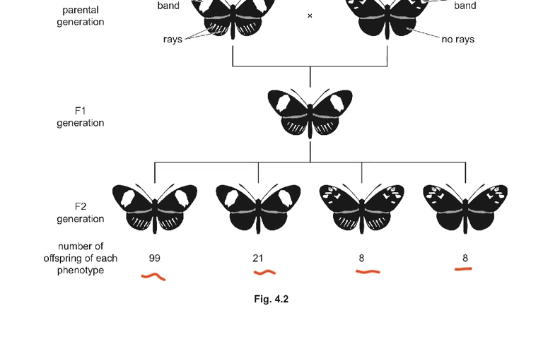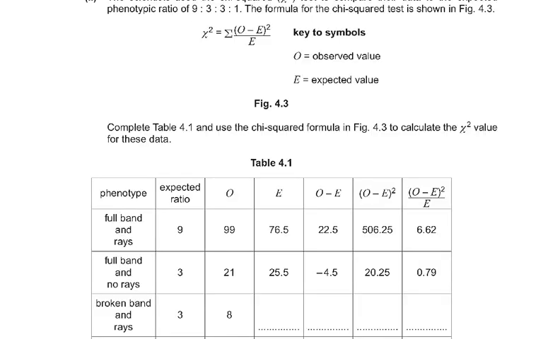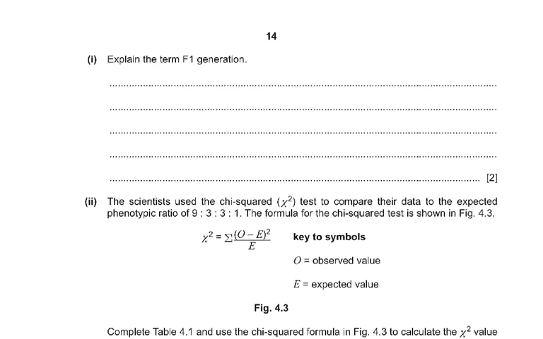99:21:8:8. Fine. Now let's look at the next part of the question. Now it says, explain the term F1 generation. So now they're asking you what is the F1 generation. The F1 generation is the generation of offspring from the parental cross. And the parents are homozygous or they're pure breeding. And the F1 generation will be all heterozygous. So this is what you had to give me.